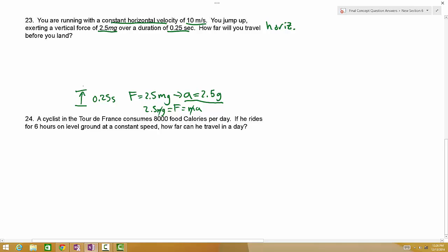And then what will happen is we'll have some projectile motion because we're still moving at 10 meters per second to the right. And then we land somewhere like here. And so we need to figure out how far we traveled in the horizontal direction. So we want to figure out what this L is.